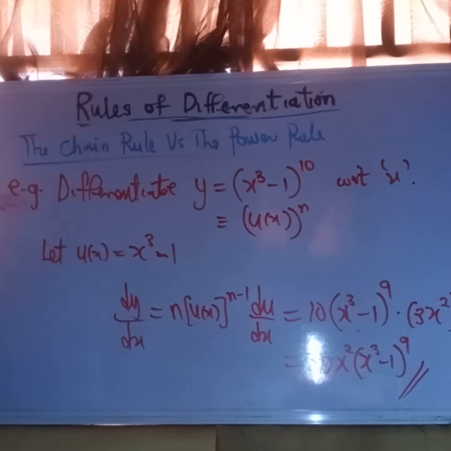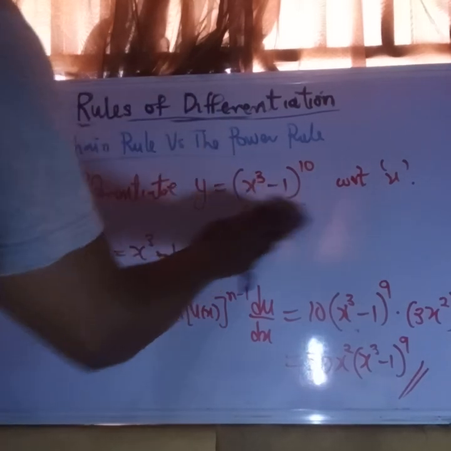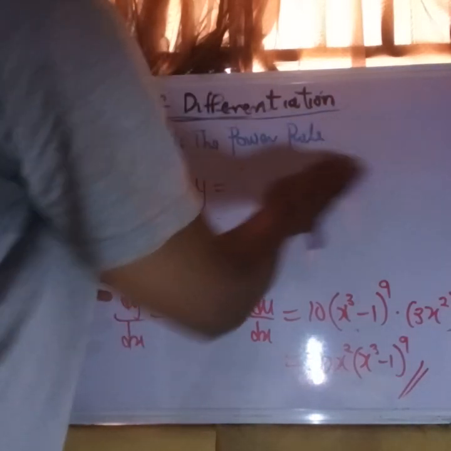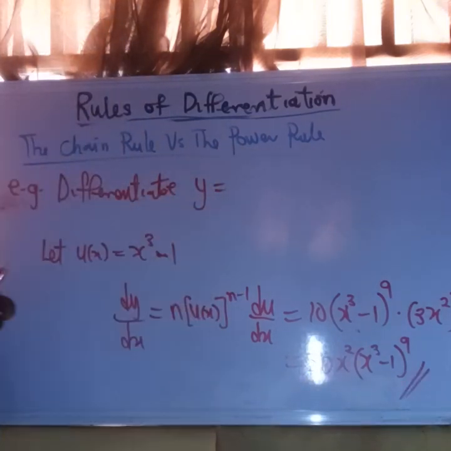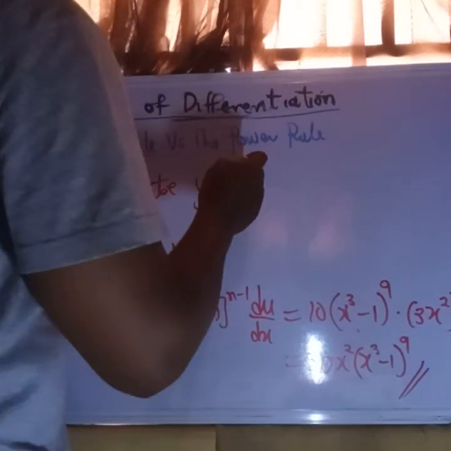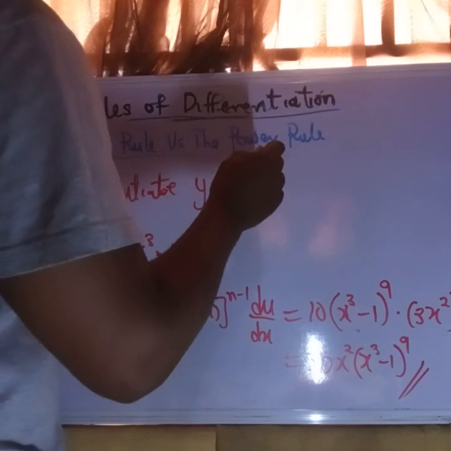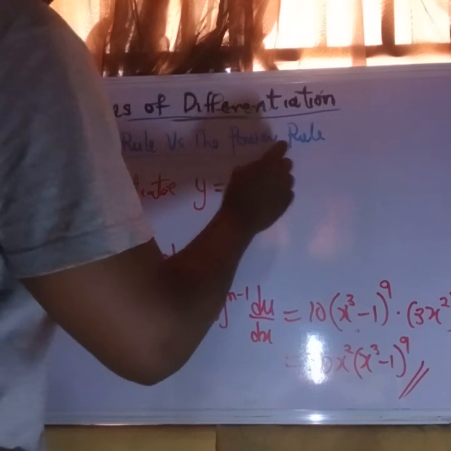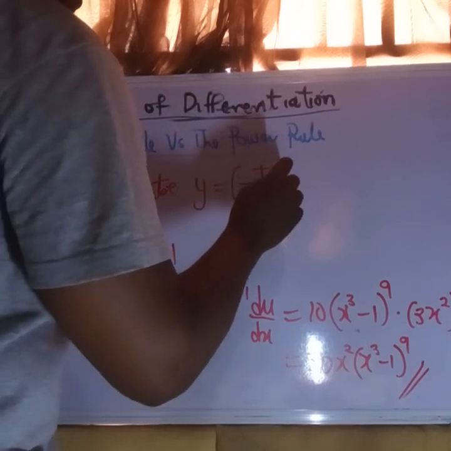Let's also have one more example of this before we round up. Suppose you have to differentiate the function, this time using a different variable, t over 1 plus t.